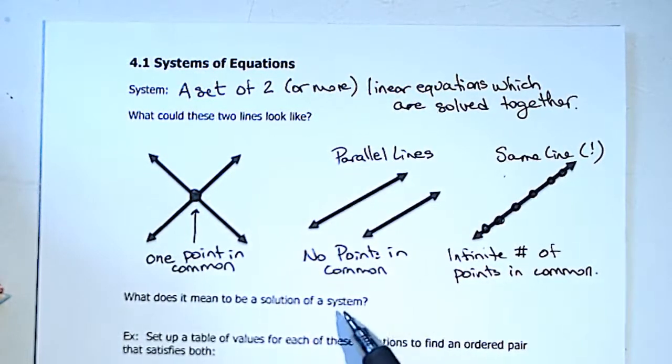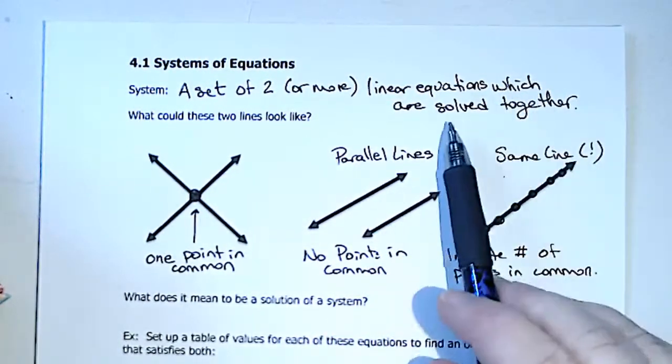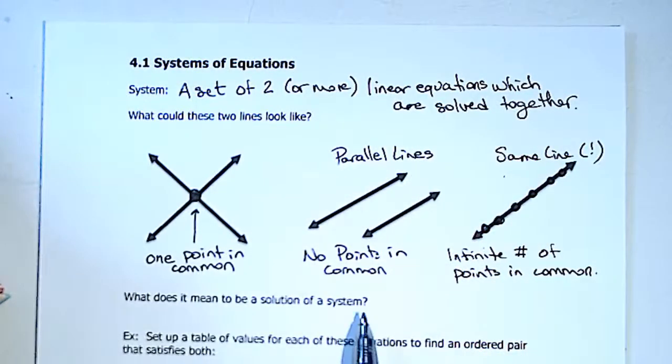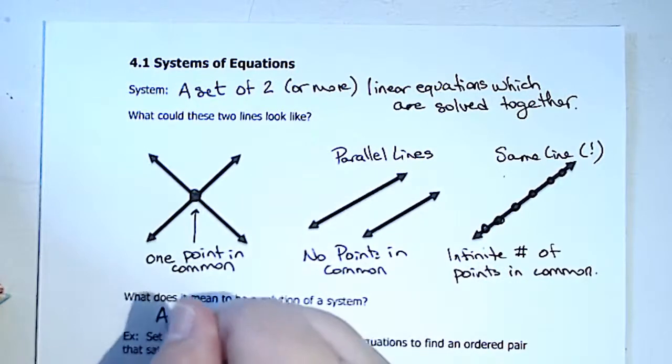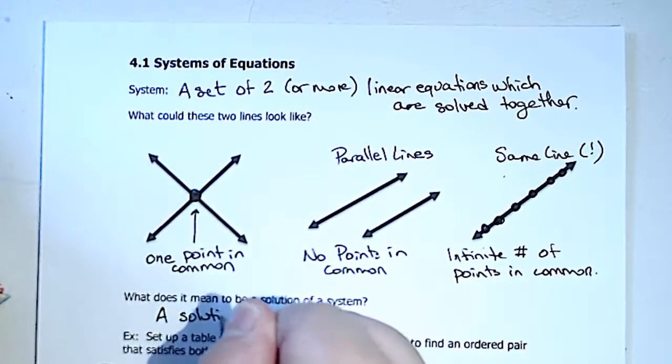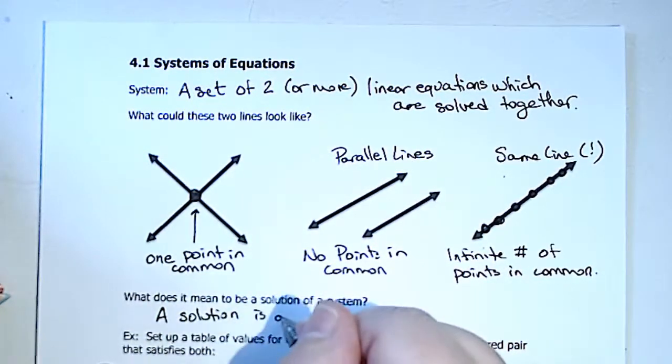So what does it mean when I say solving them together? What does it mean to be a solution of a system? A solution is an ordered pair.